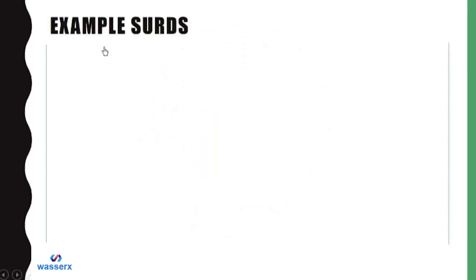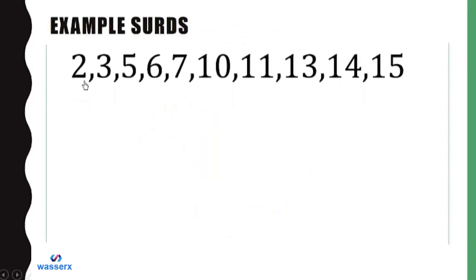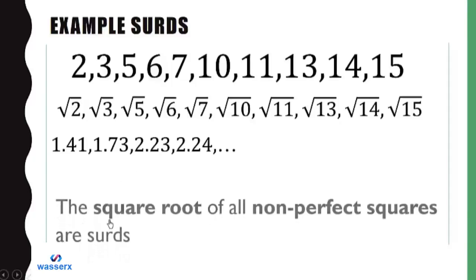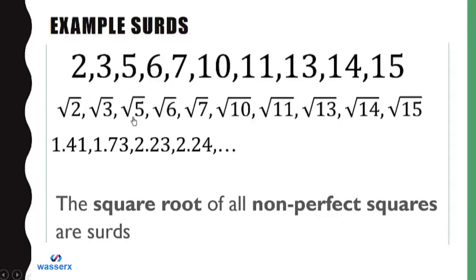Surds. When we take the square root of some numbers, like these numbers, and we evaluate them, we get some values that are not exact. They do not repeat also. They are irrational. These are what we call the square root of non-perfect squares, and they are all examples of surds. So all these are examples of surds.